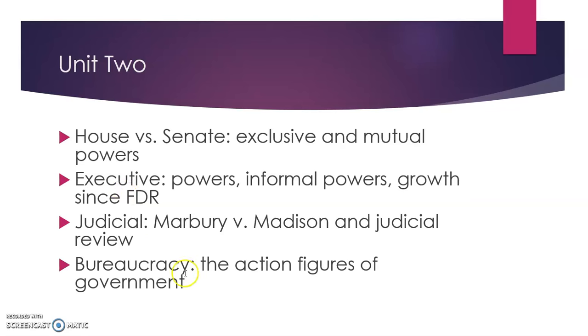And then we have the bureaucracy, which include the action figures of government. So you're going to essentially have the Congress pass a law, and when they pass a law, they need somebody to implement it. So that's where the bureaucracy comes into play. So I'd be aware of bureaucratic agencies from the EPA, the FAA, the FCC, the SEC, and some of their major roles in what they do here.